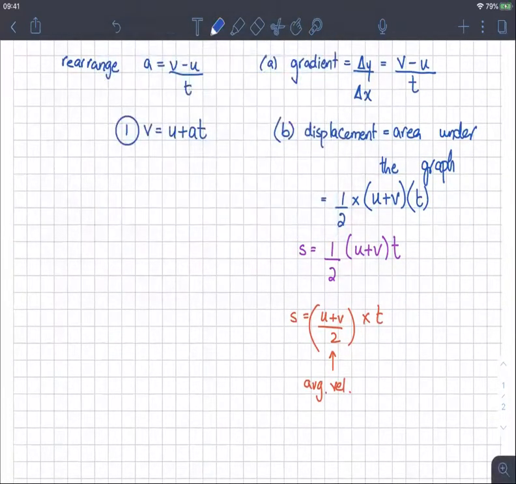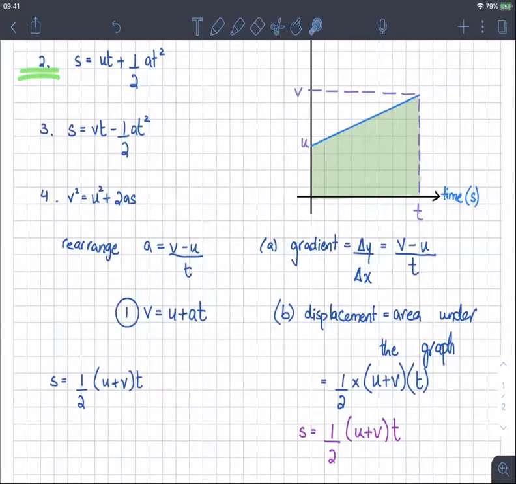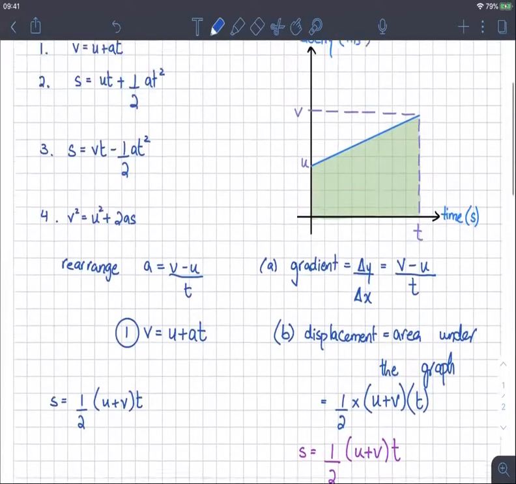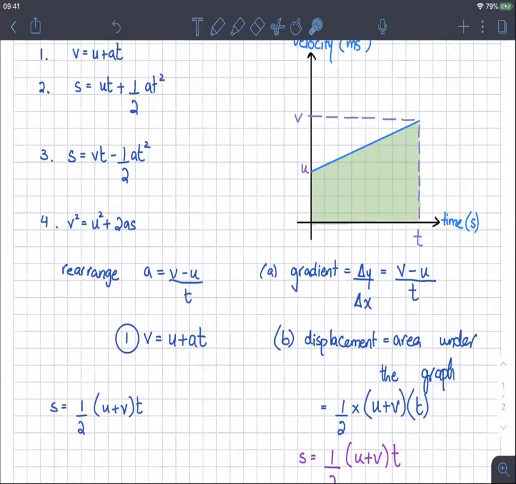Okay, so now we're going to use this 1 over 2 times u plus v into t to derive equation number 2, which is s is equal to ut plus half at squared. And how can we do that? Well, whenever you're doing a derivation problem, what you need to realize is what are the variables or quantities that you're starting off with, and where do you want to go? So in this case, you have s, u, v, and t. But the equation that we're trying to get to has s, u, t, and a. So what's the difference? You see, we have v here, but there's no v in the equation that we want. But instead, there's an a.